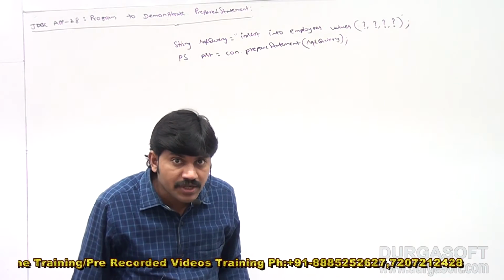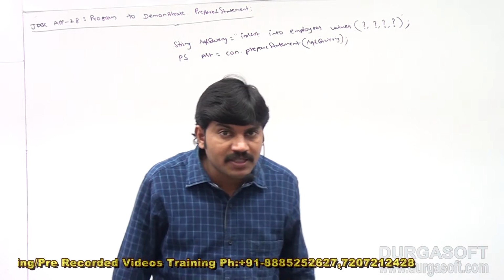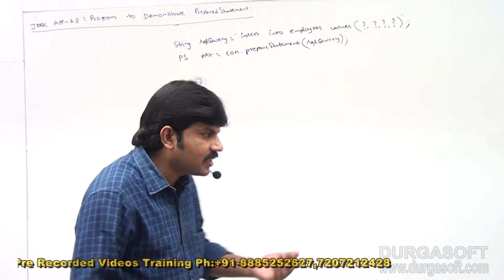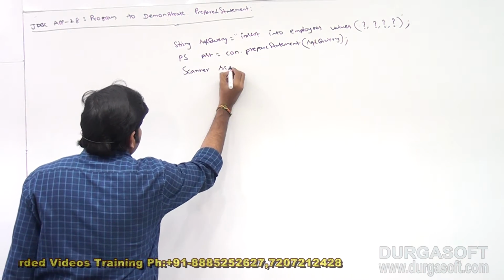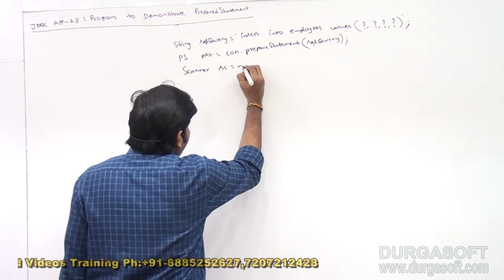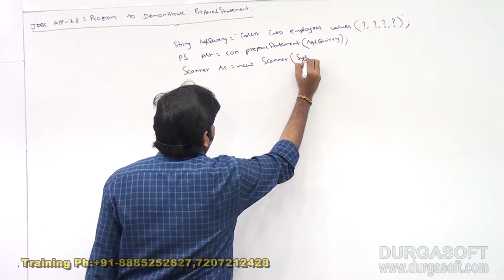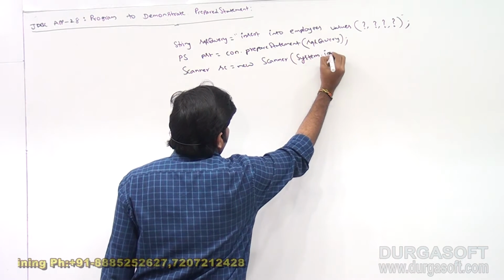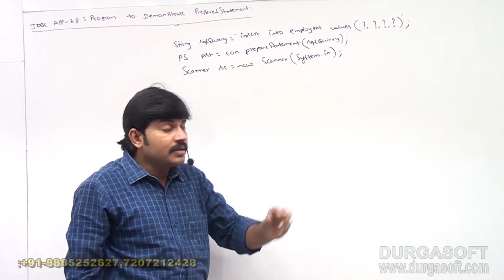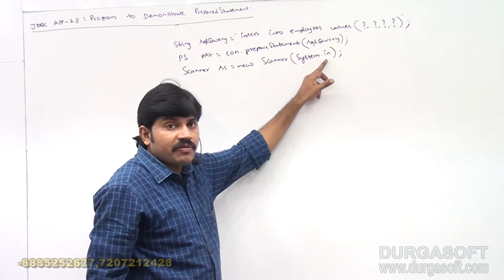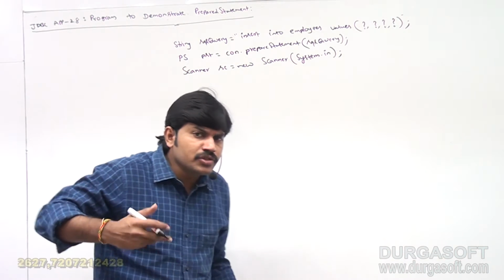Now I want to read the data from the keyboard. To read the data from the keyboard, compulsorily we should go for Scanner. How do I create a Scanner object? Scanner sc is equal to new Scanner of System.in. I created the scanner to read the data from the standard input device, which is nothing but the keyboard.